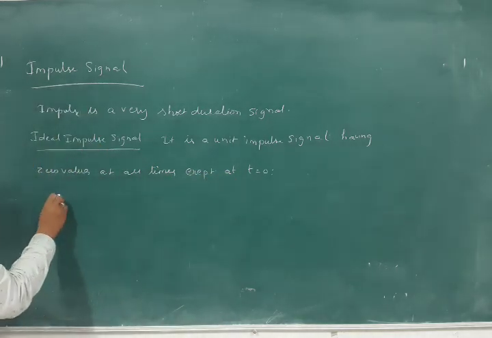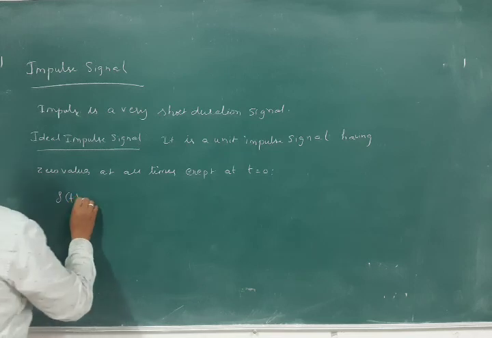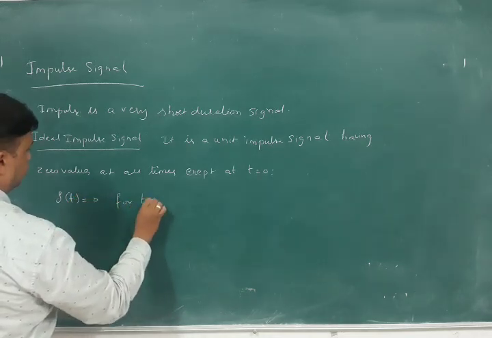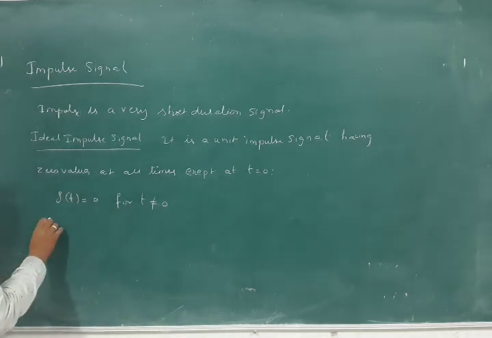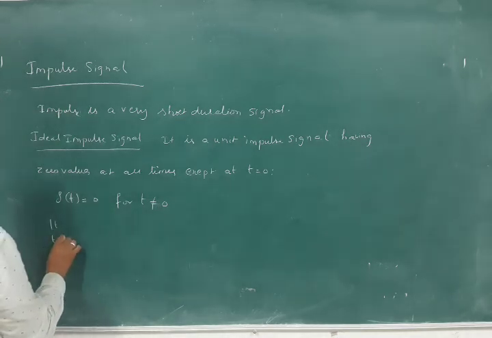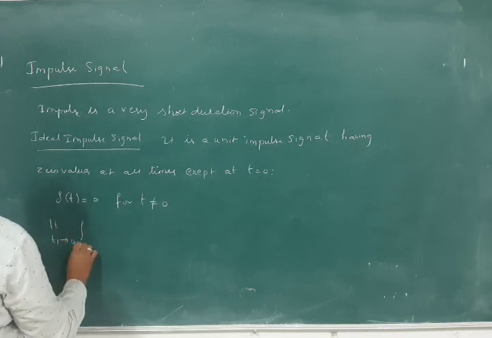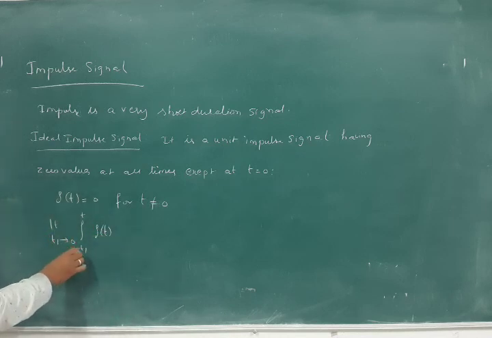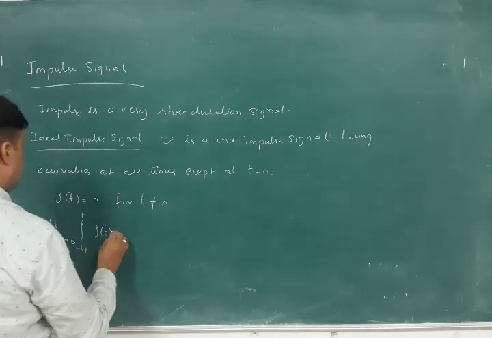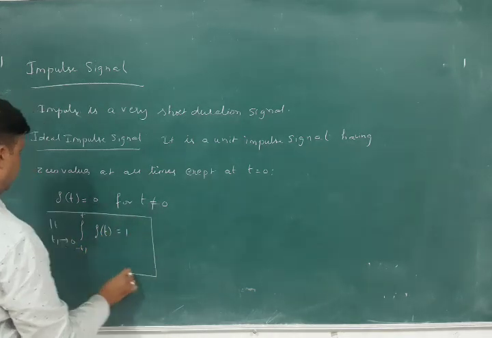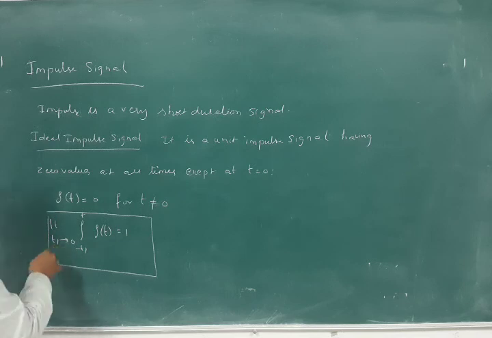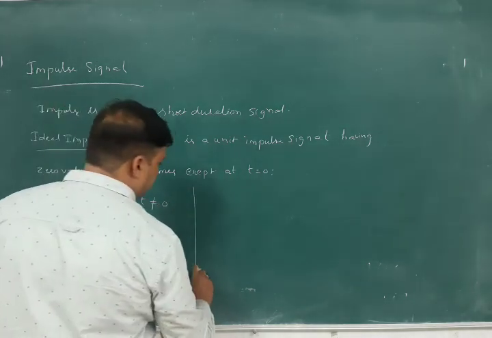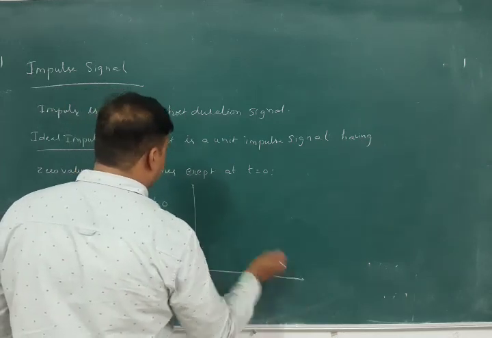Now, we will write the mathematical form: delta of t is equal to 0 for t not equal to 0. Mathematically it can be represented like that, and the limit as t1 tends to 0 of the integral from minus t1 to t1 of delta of t is equal to 1. So, we are representing this in the mathematical form, and now the impulse signal can be represented in the graphical form also. Okay.